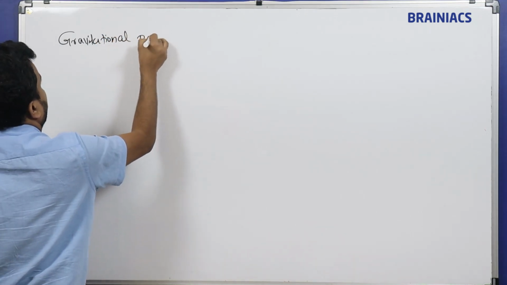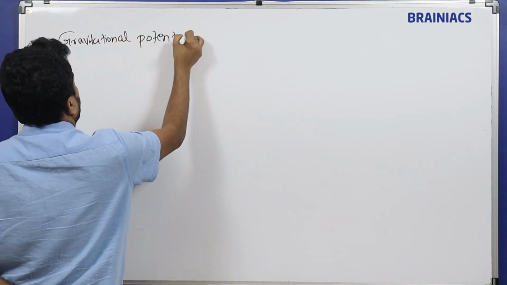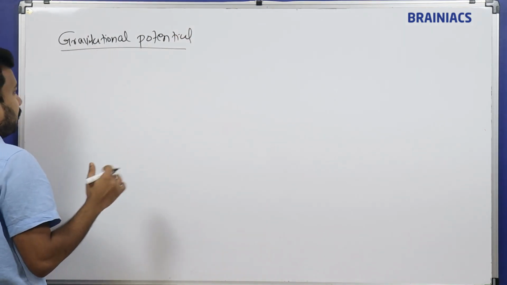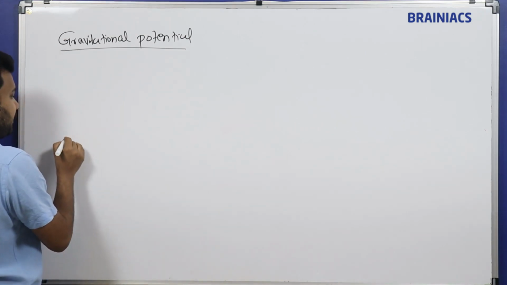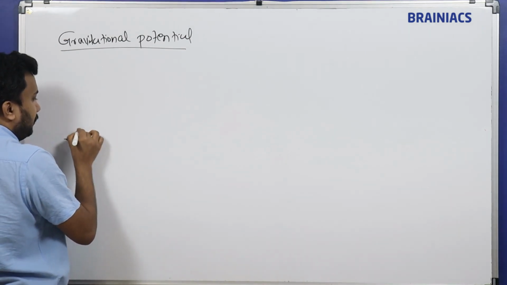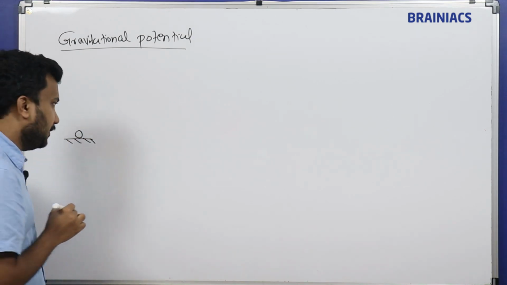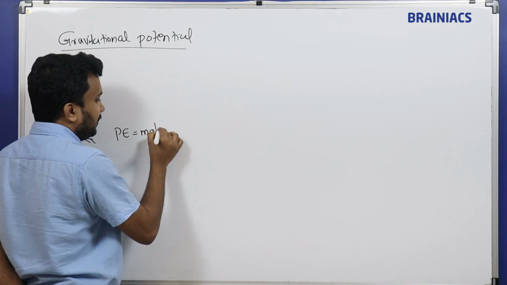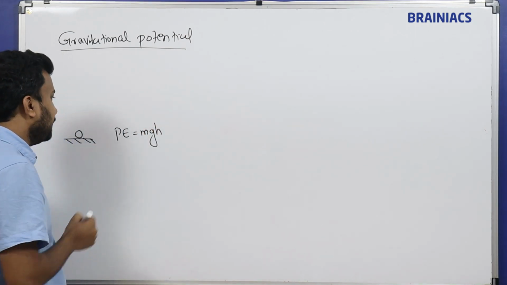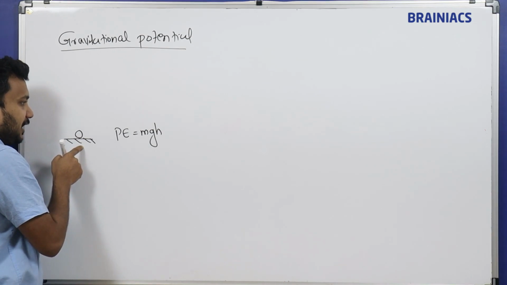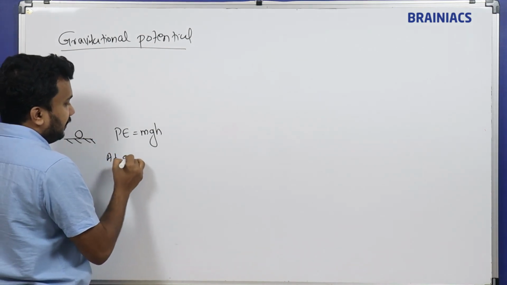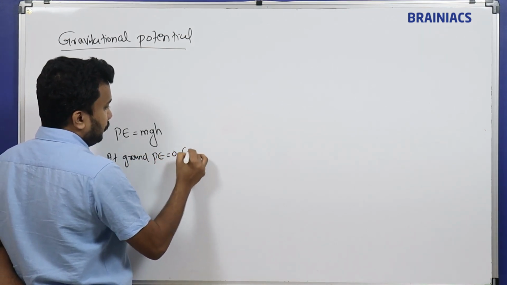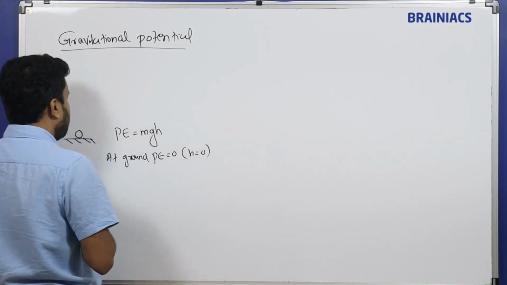Gravitational potential. What is called potential? Normally this is very much related with potential energy. Say, for example, we have a ball which is placed on the ground. Normally the potential energy equation is mgh, where h is the height. Now this is at ground, so potential energy is equal to 0, because h is equal to 0.